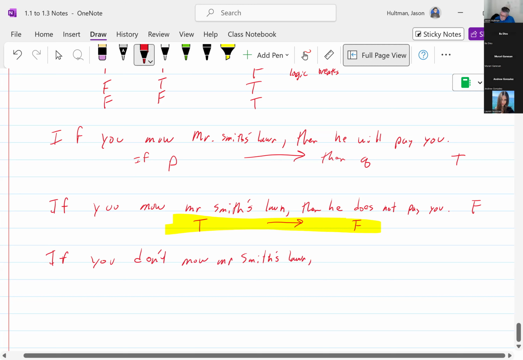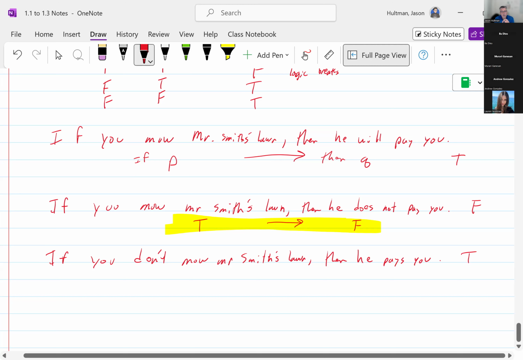Give me an example in this scenario. If I don't mow Mr. Smith's lawn, then he pays me. Why is that a true statement? Because you still get paid. No, because I could have done something else for him and he could have paid me. Does that make sense? He could have just paid me out of the generosity of his heart for doing nothing but ringing his doorbell.